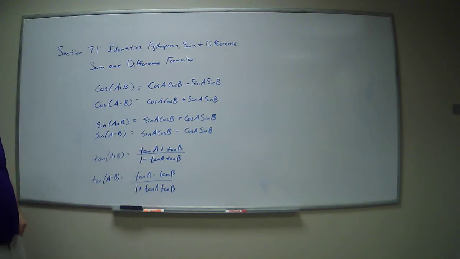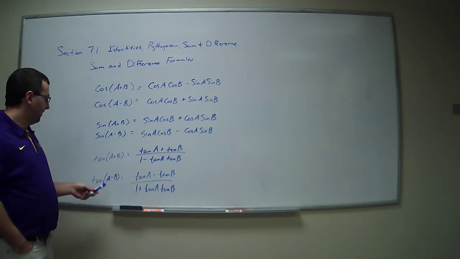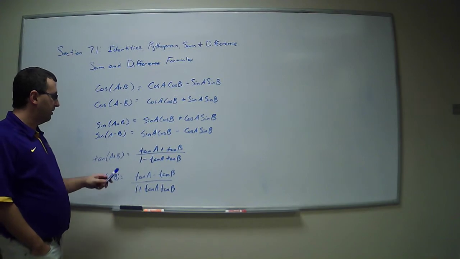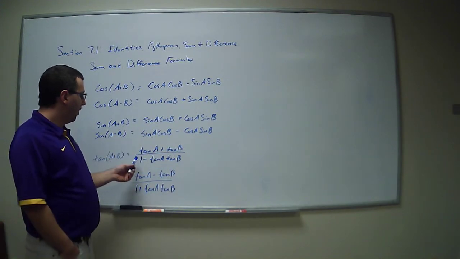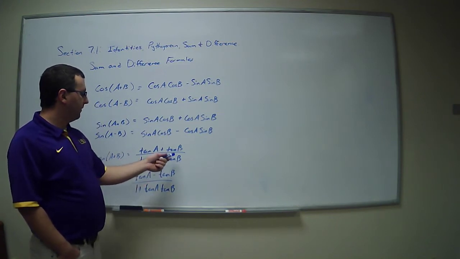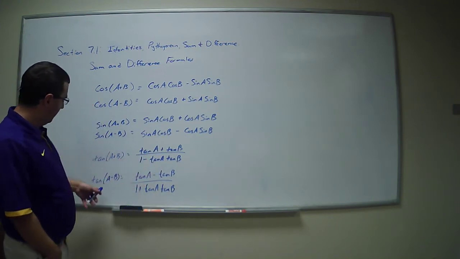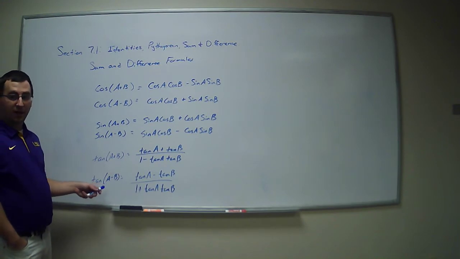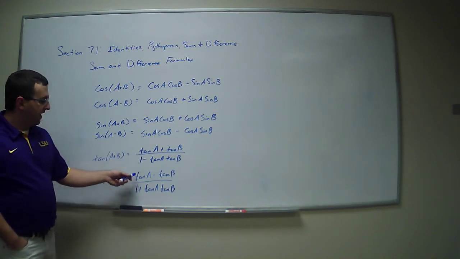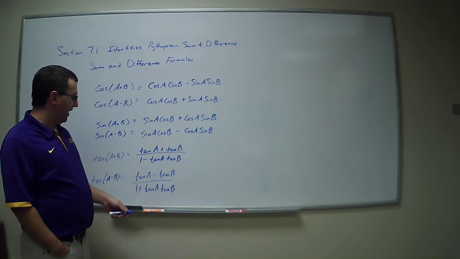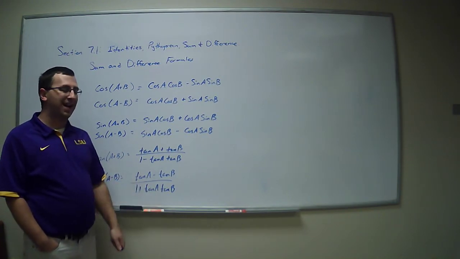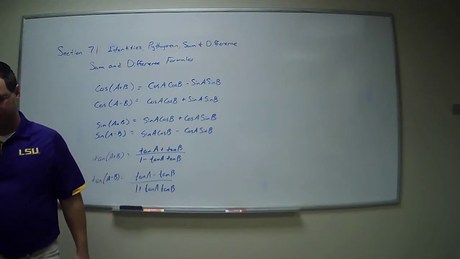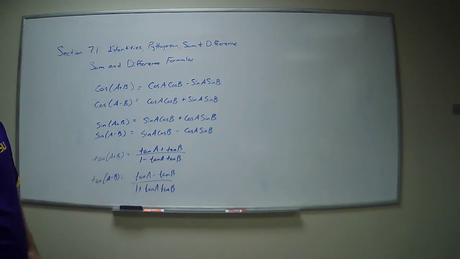Now tangent is where it gets a little funky. Tangent of your two angles added together is tangent of your first plus tangent of your second divided by 1 minus tangent of your first times tangent of your second. And then tangent of the two angles subtracted is tangent of your first minus tangent of your second over 1 plus tangent of your first times tangent of your second. All right? So definitely a decent amount of formulas.